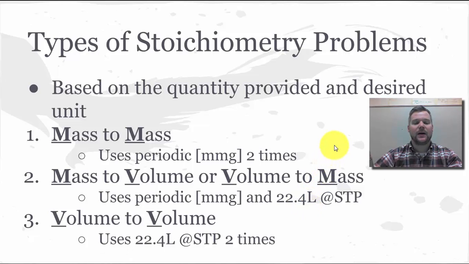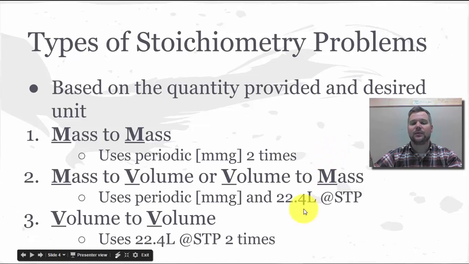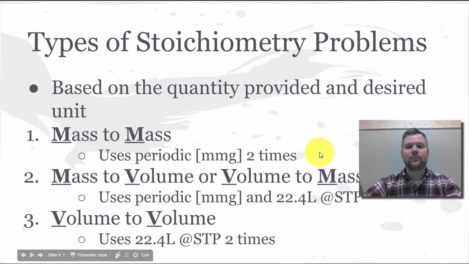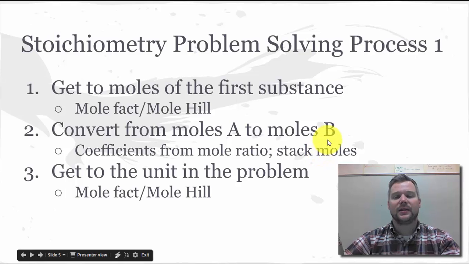And then we have volume to volume problems as well, and that's where the text gives you a volume and you're being asked to solve for volume. So you use 22.4 liters 2 times in that problem. These problems are the same as the mole problems, we just add one additional step, and that one additional step is where we use that mole ratio from that balanced chemical equation.